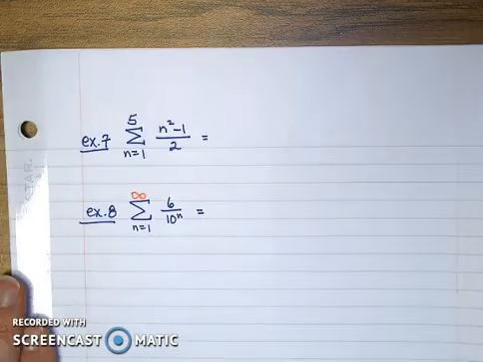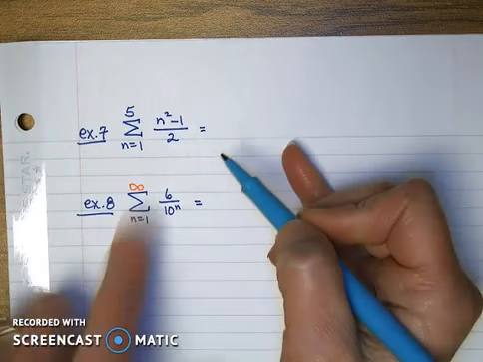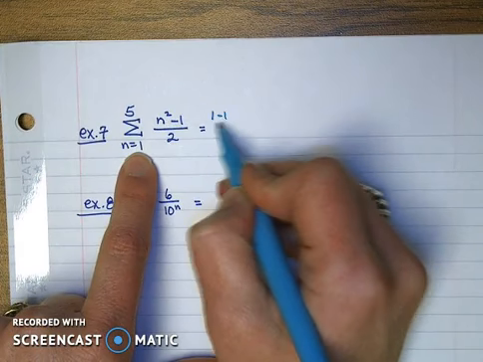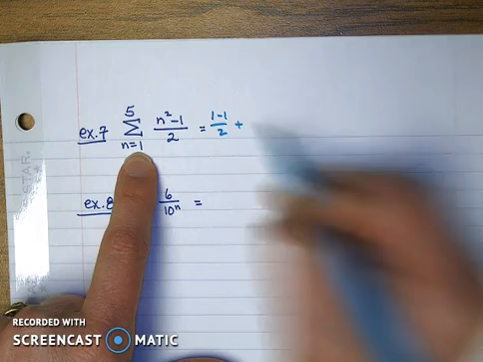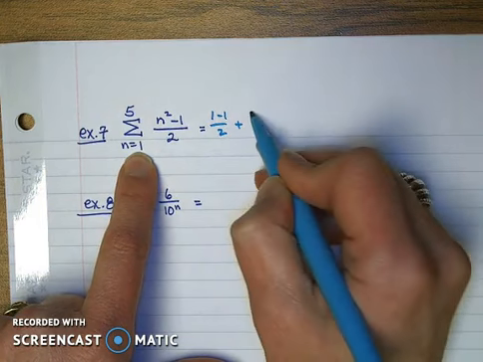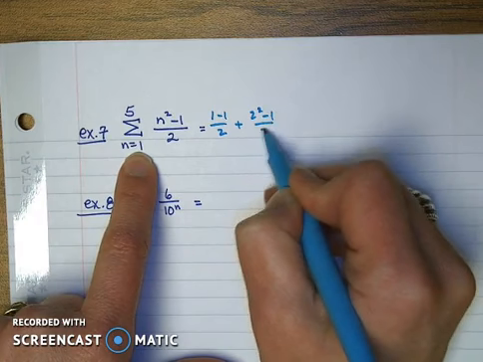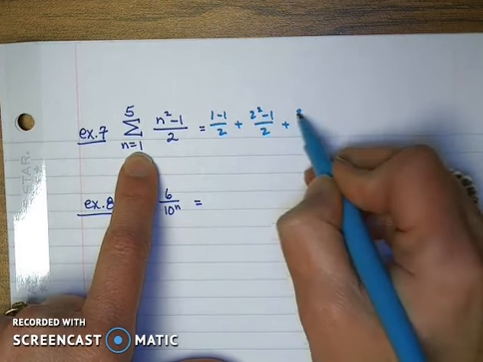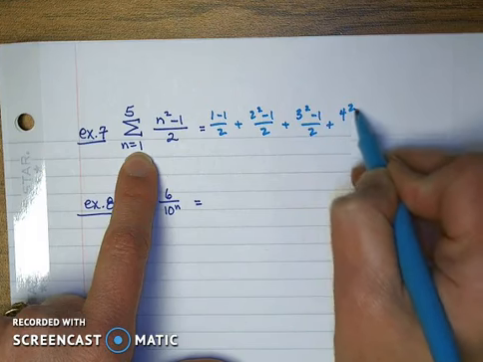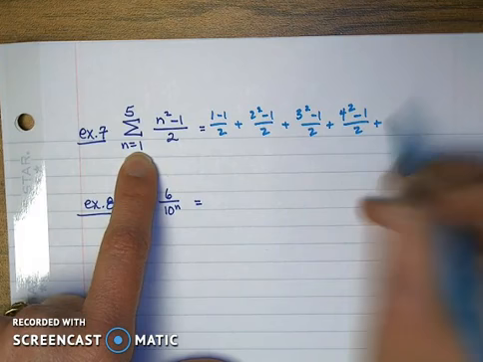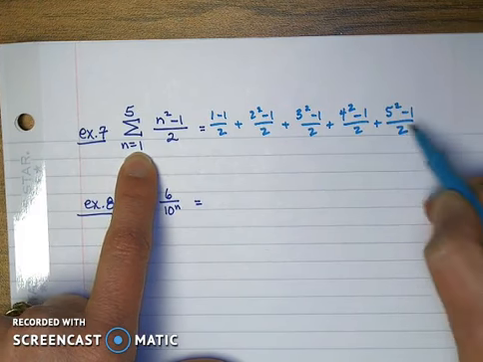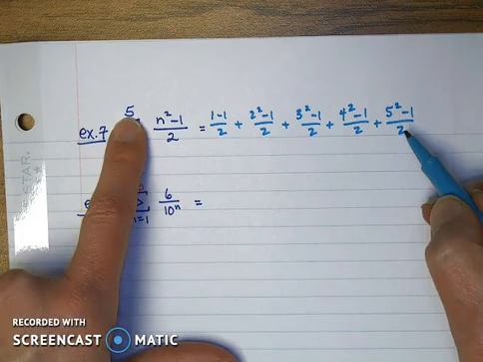There we go. If I plug in 1, I'm going to have 1 minus 1 over 2 plus. I'm just going to go ahead and plug in the values. I plug in 2, I'm going to have 2 squared minus 1 over 2, 3 squared minus 1 over 2, 4 squared minus 1 over 2, 5 squared minus 1 over 2. Now I stop at 5 because that is my upper bound.